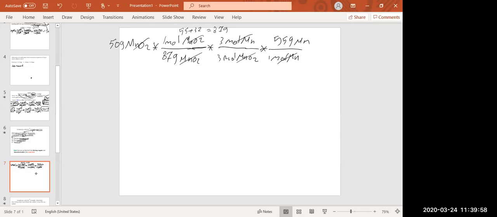Okay, let's do the math right now. So we have 50 times 3 times 55, now divided by 87, divided by 3, and we will get here 31.6 gram manganese. Okay, this is from MnO2.